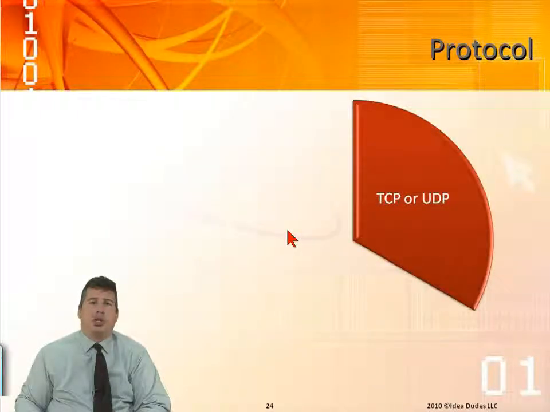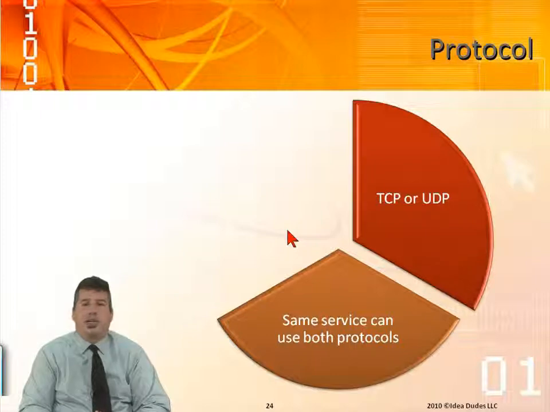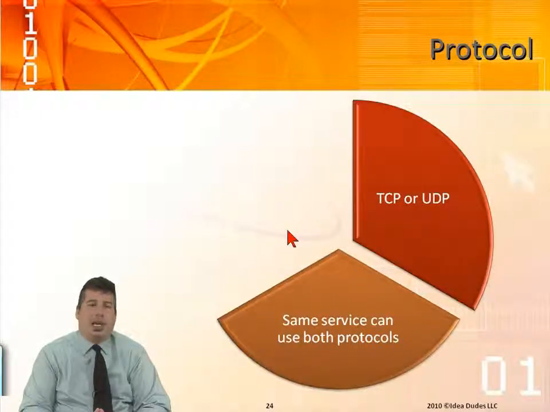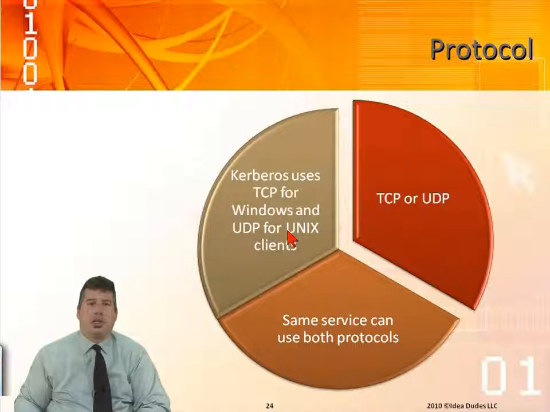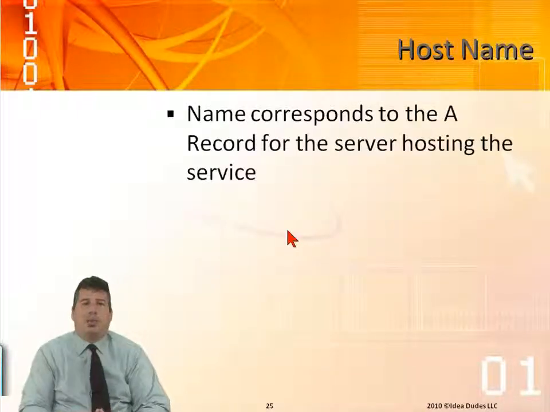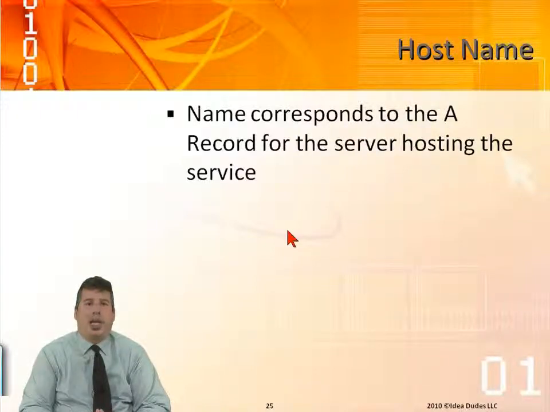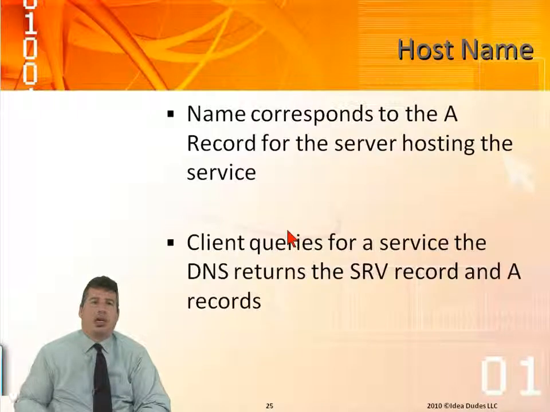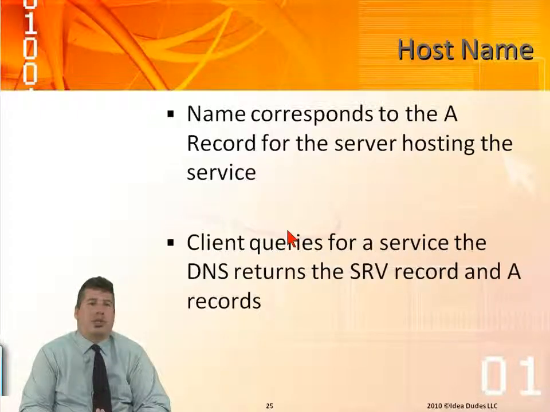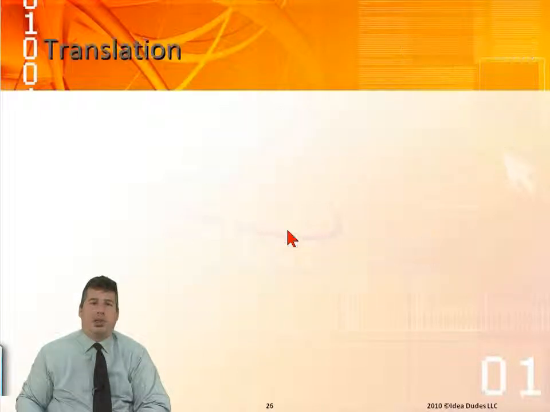The protocol, TCP or UDP, and the same service can use both protocols. That way it's available for Windows and also for Unix. Kerberos uses TCP for Windows and UDP for Unix clients. The host name corresponds to the A record, which could be the A record, the host record, or a quad A for the server hosting the service. Client queries for a service. The DNS returns the SRV record and A record. That way it can point to which domain controller, for example, or global catalog that it needs to use.